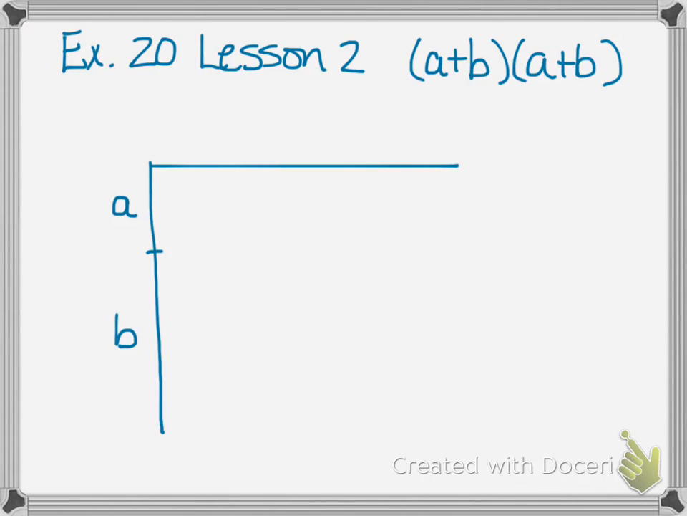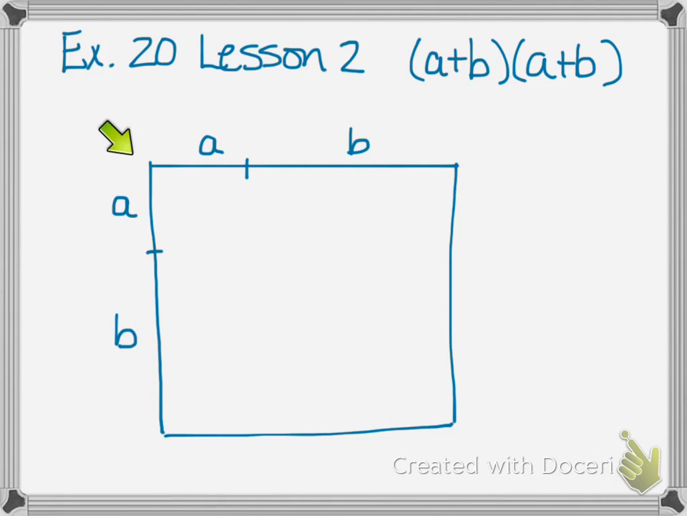So I'm going to choose for A to be this shorter length here. So the length of this segment is A. The length of this segment is B. And then I'm going to put the same lengths over on this side of my square. And then I can finish off the square like that. So I have a square, and the length of this side is a plus b, and the length of this side is a plus b. So the area of this square is a plus b times a plus b, right? So that's the area model for multiplication.